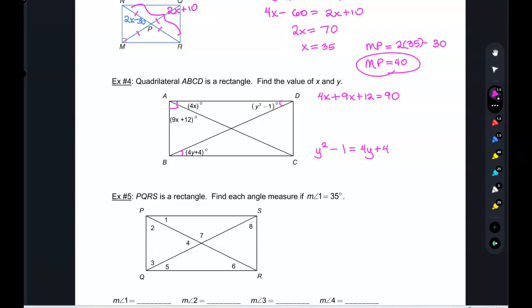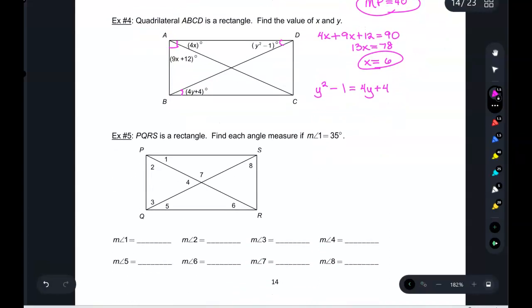Okay. Let's solve. And what happens with x? X equals 6, because we get 13x equals 78. Okay, good. And what about y? We have one like this on the quiz where we have to move everything to one side. So y squared minus 4y. Y equals 5 and negative 1.